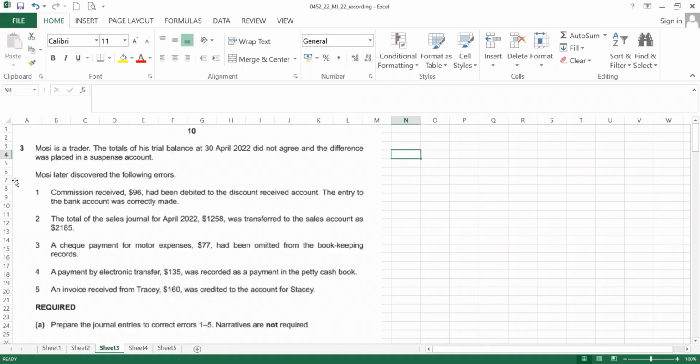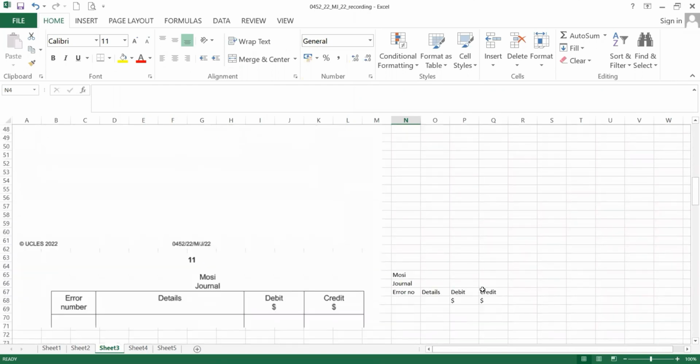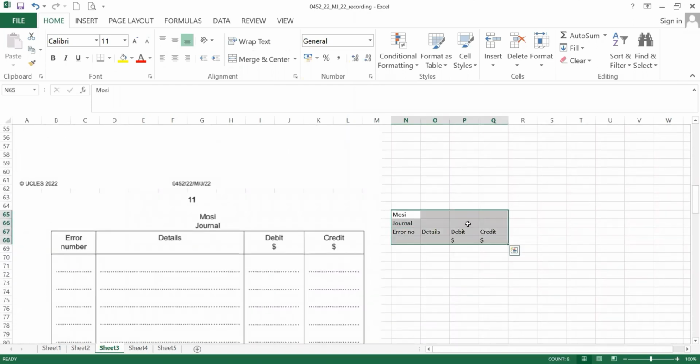Okay, question number 3. Mosi is a trader. The total of his trial balance is not balanced. So this is the suspense account topic. Mosi later discovered the following: commission received. Okay, let's see what the question is. Prepare journal entries to correct the errors. Narratives are not required.